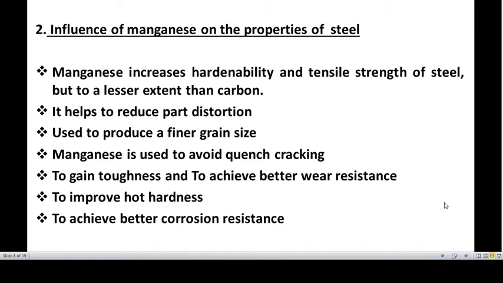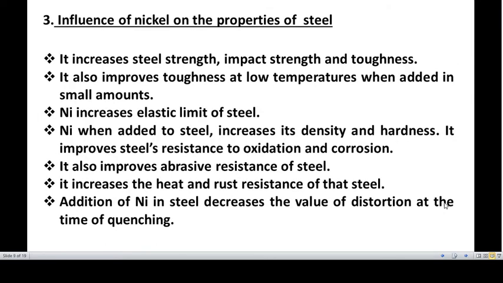Manganese is used to avoid quench cracking, which causes corrosion in case of the material. So manganese can avoid the cracking. To gain toughness and to achieve better wear resistance, manganese can be used, and it improves the hot hardness of steel. It is used to achieve better corrosion resistance. So manganese has a large number of advantages.